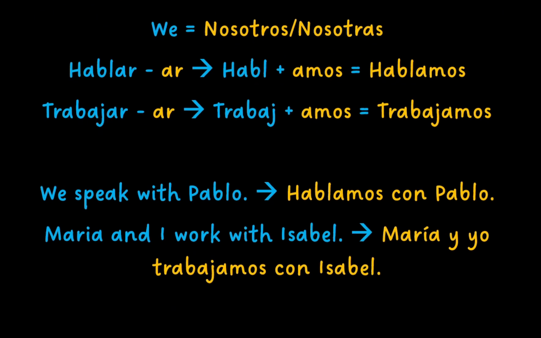We in Spanish is nosotros or nosotras, and to conjugate this we drop AR and add AMOS. So to say we speak, hablar becomes hablamos, and to say we work, trabajar becomes trabajamos. We speak with Pablo is hablamos con Pablo. Maria and I work with Isabel is Maria y yo trabajamos con Isabel.